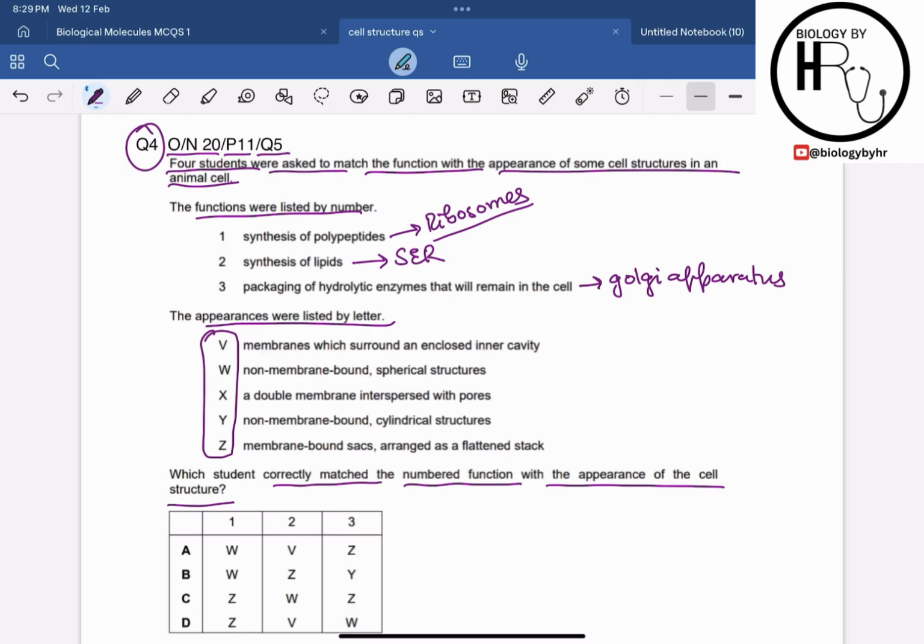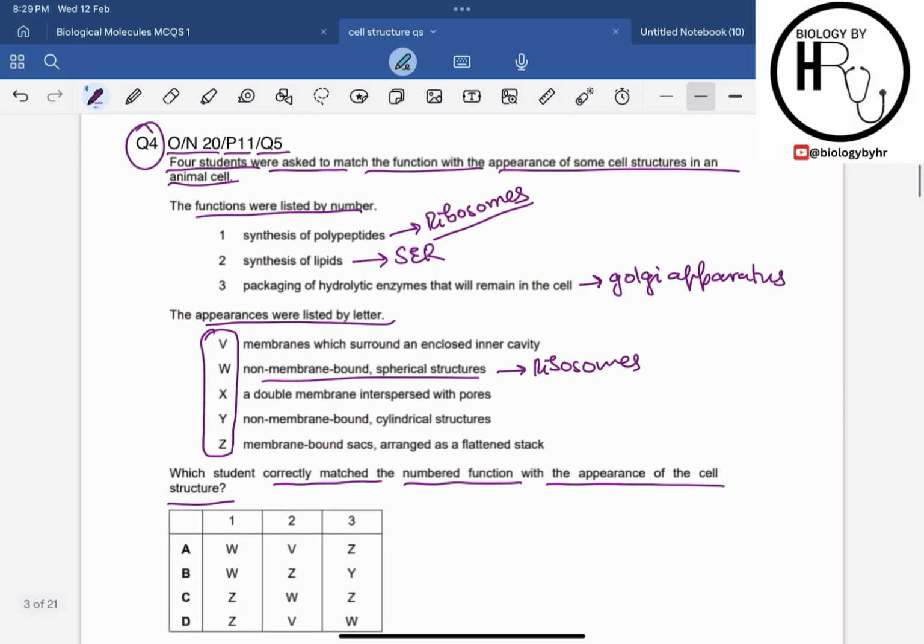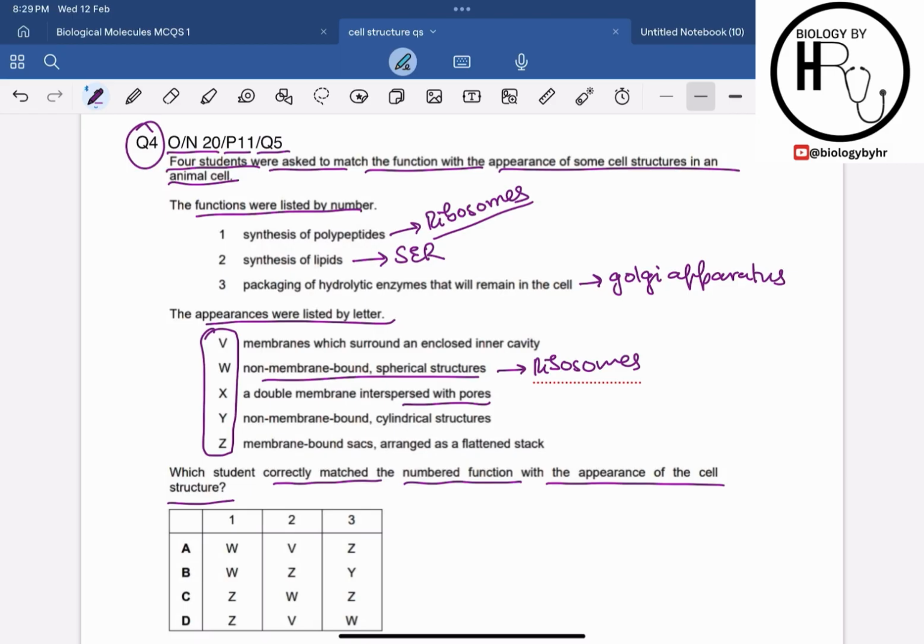So synthesis of the polypeptides is happening in the non-membrane bound spherical structure, which is the ribosome. Double membrane bound interspersed with pores, it is the nuclear envelope. But we don't have it in the functions, right? The functions are not related to the nuclear envelope, so obviously we are not going to count it, but we are going to count for the synthesis of polypeptide, which is W, right? So we will eliminate C and D over here.